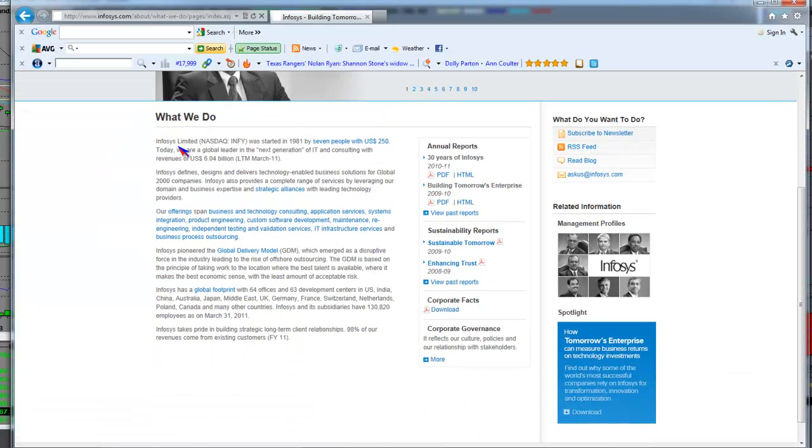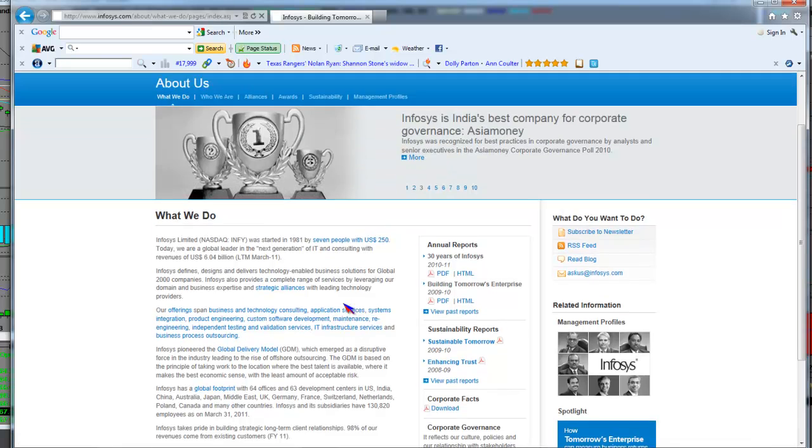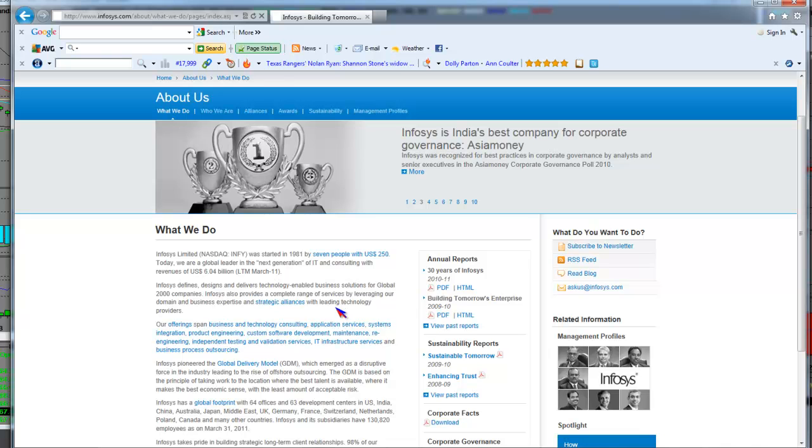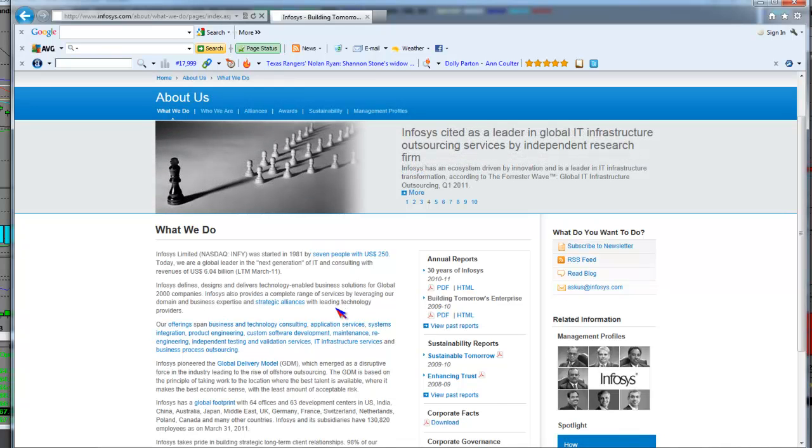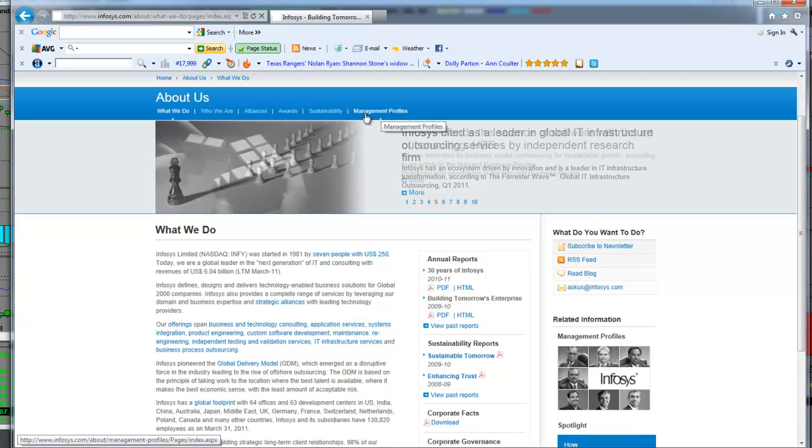It'll tell you. InfoSystems, NASDAQ, INFI, was started in 1981 by 7 people. Just a little thing that you'll know. And the kind of things that they do over there in India. And what sector do they fall in? Why would they be robust going forward? Why would good news take it higher, or why would bad news take it lower? And these are the kinds of things that you want to know.